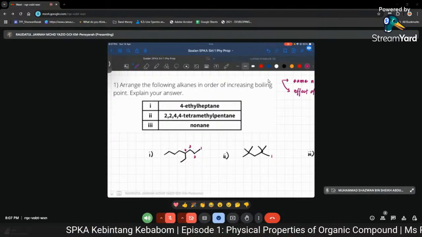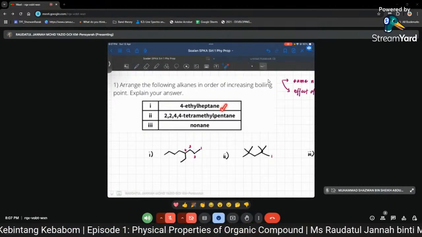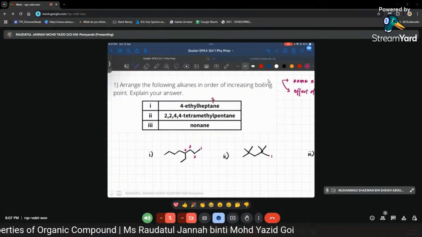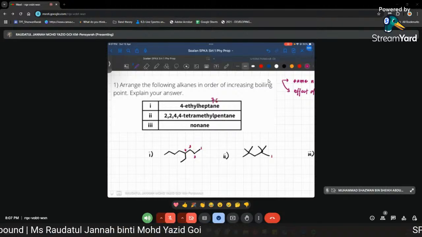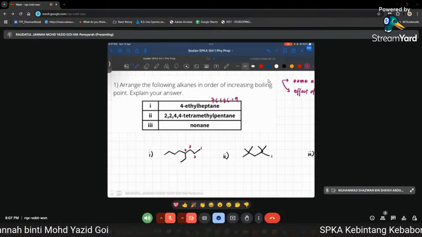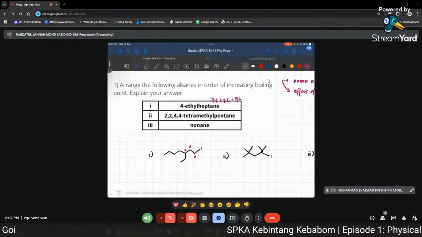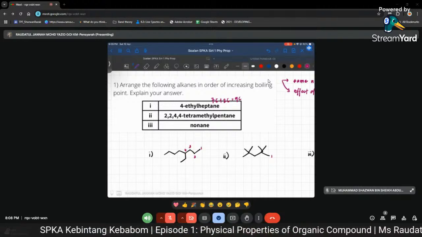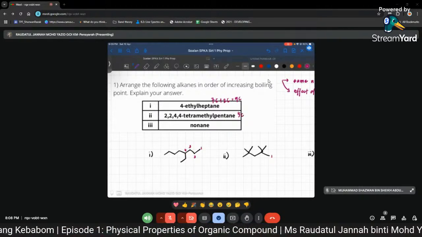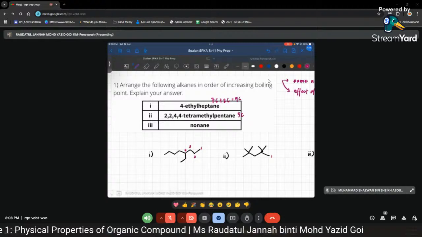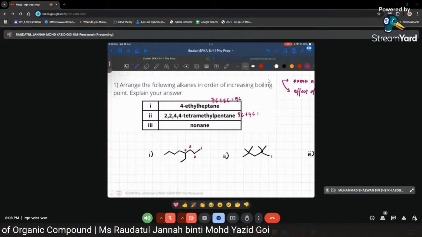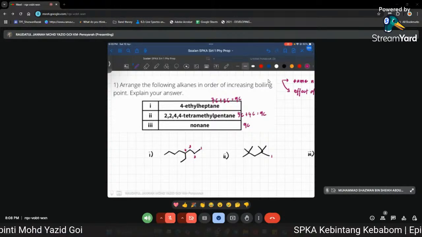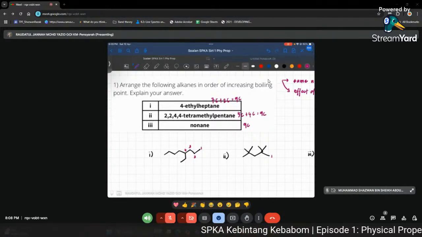So kalau kita tengok kat sini, your backbone chain kat sini kita ada heptane, so maksudnya kita ada 7 carbon. And then dia ada substituent of ethyl group dekat carbon nombor 4, so that means kita tambah lagi 2 carbon. So you ada a total of 9 carbon. Okay, and the same goes with 2,2,4,4-tetramethylpentane. So backbone dia ada 5 carbon, pentane, and then kita ada 4 methyl groups. So 5 campur 4, obviously you dapat 9. And then for nonane, kita ada straight chain linear 9 carbon. Okay, so each of them has 9 carbon.